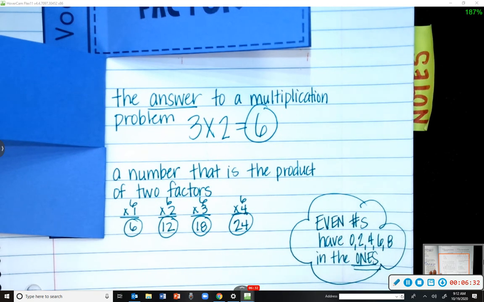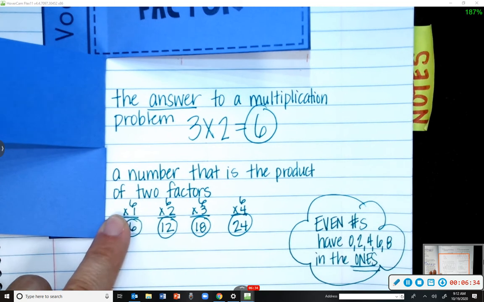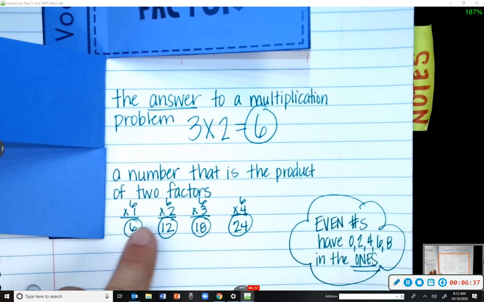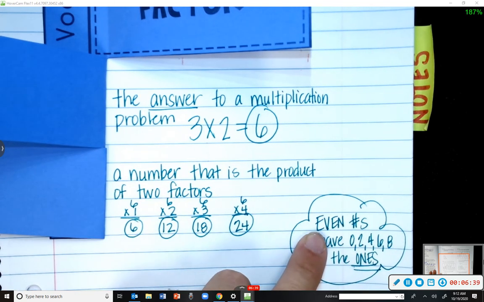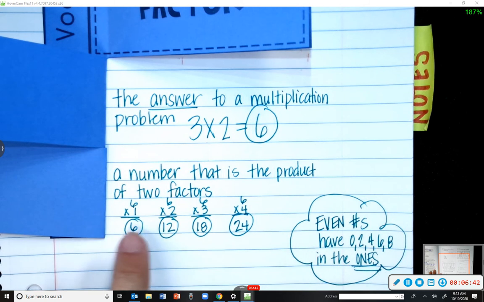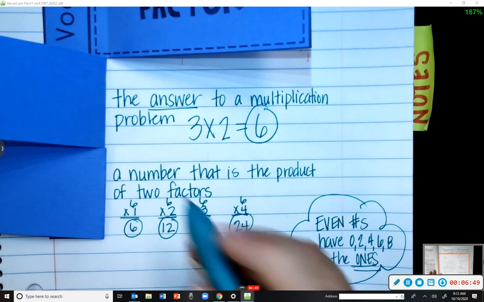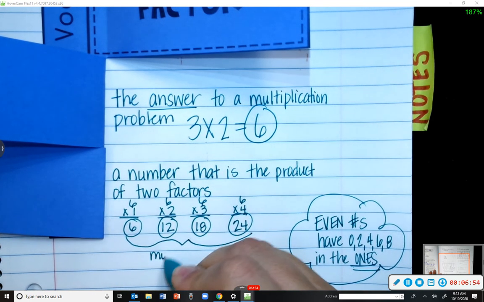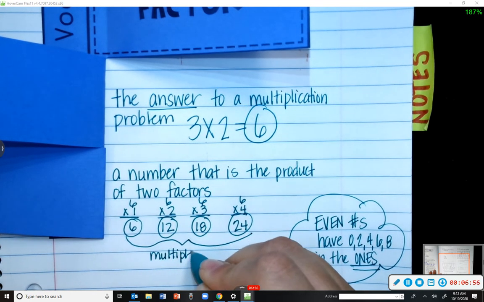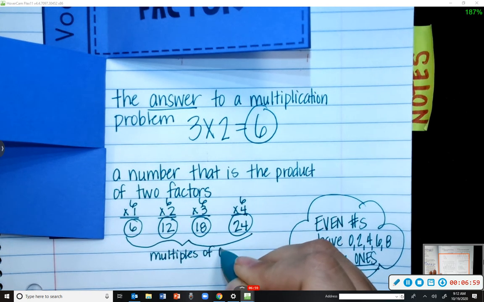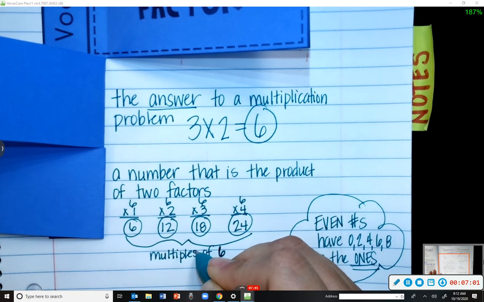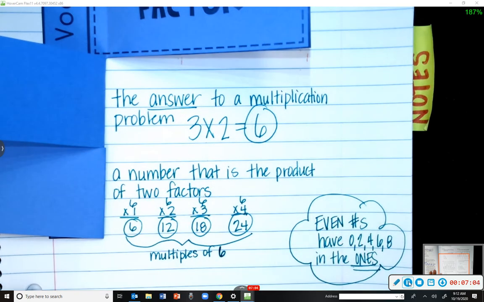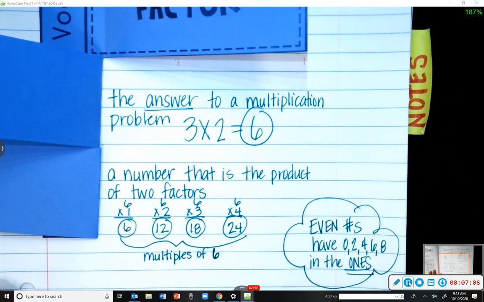So back to multiples. Multiples of 6, if I asked you what are the multiples of 6, you would list all of the numbers that you can multiply and get an answer to. So you would say 6, 12, 18, and 24 are multiples of 6. Okay? So 6 plus 6 equals 12, and 12 plus 6 equals 18. Okay? So that is your vocabulary for today.